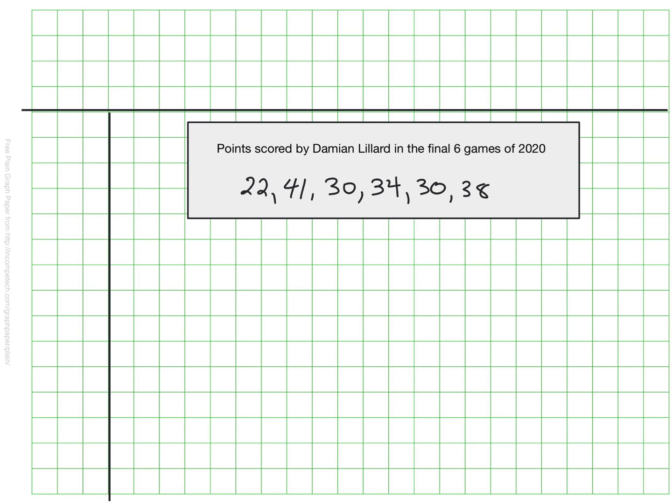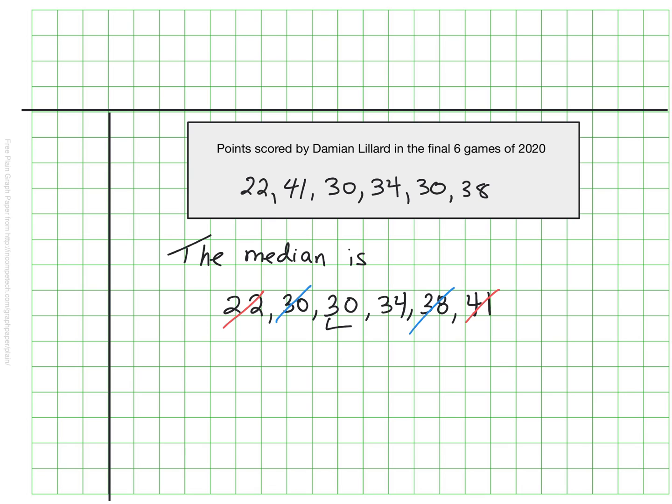We'll look at the median again here with the points scored by Damian Lillard in the last 6 games of the regular season of 2020. I have them listed here in the order in which they occurred, but we want to find the median, so we need to reorder these from least to greatest. Once they're in order, we can pair off our smallest and largest numbers until we're left with 1 in the center. But you might notice right now that there is not 1 in the center, right? There are these 2 left in the middle here. But that doesn't mean there's no median. There is still a median.